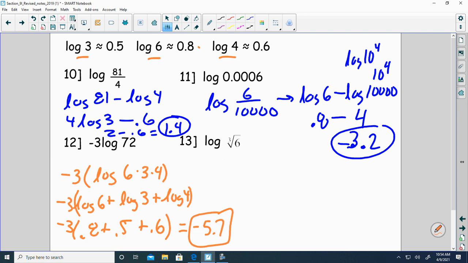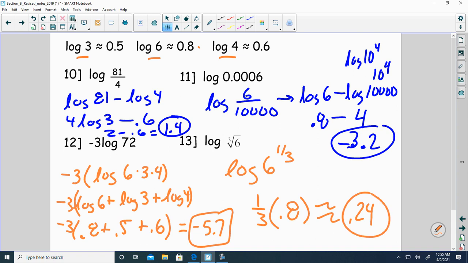That's great. All right. Last one for this page. I'm gonna say this. Do you agree? 1/3 comes down front. Log 6 is 0.8. So this is going to be about 0.3 times 0.8, which gives me roughly 0.24, because 1/3 is 0.3 repeated forever. So 0.3 times 0.8 is 0.24.